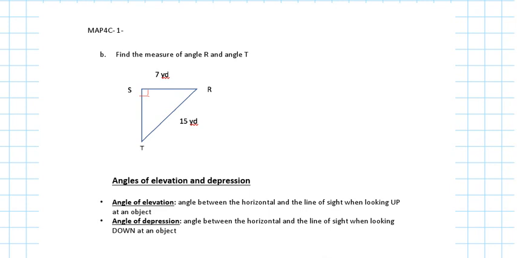So we're looking to solve for angle R and angle T. Which one do you want to start with? Let's start with R. So let's name that triangle according to angle R. So SR is what? Adjacent. And then RT is the hypotenuse.